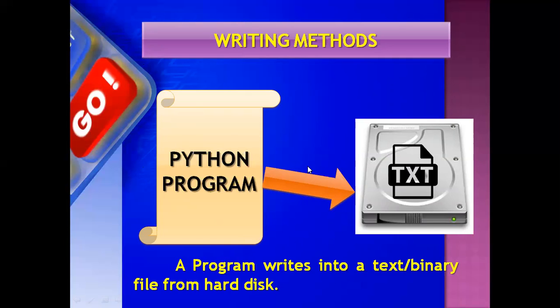Previously, any program which you created in Python, you ran at the same time, and only the output window displayed your output, and this output was not stored in a hard disk. Now whatever you are doing in a program can be stored in a hard disk permanently. Anytime you have a requirement, you can retrieve it from the hard disk. So a program can write into a text or binary file on a hard disk, and you can store and retrieve.